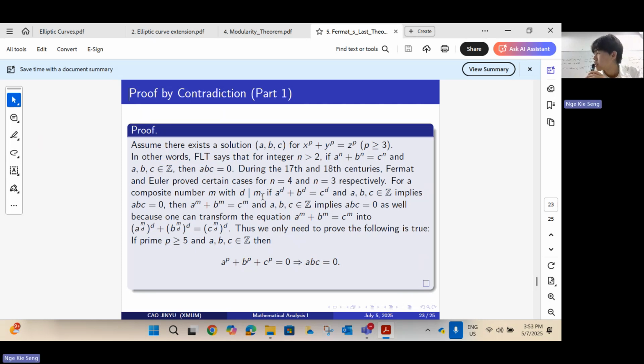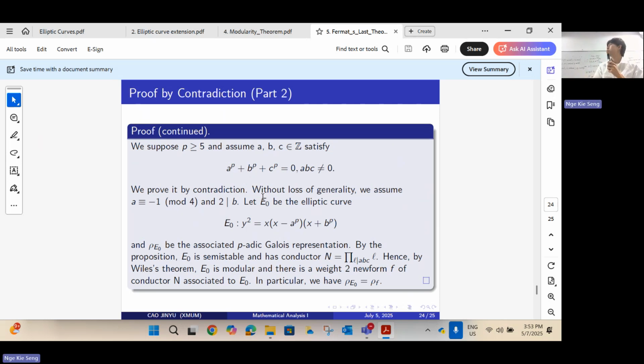For the cases n equals 3 and n equals 4, there were mathematicians proving them. So we are only left to prove that for a prime p greater than or equal to 5, and a, b, c integers, a^p + b^p + c^p = 0 implies abc = 0. Here abc equal to 0 means this is the trivial solution.